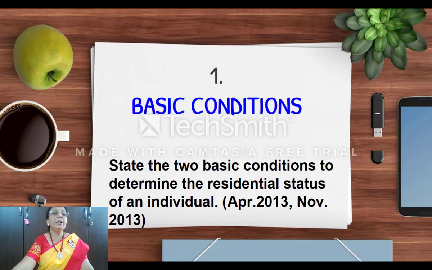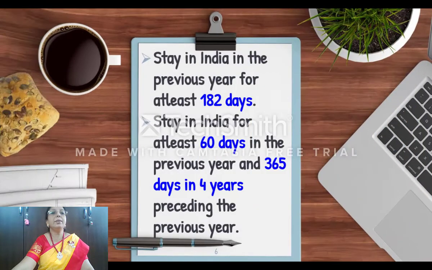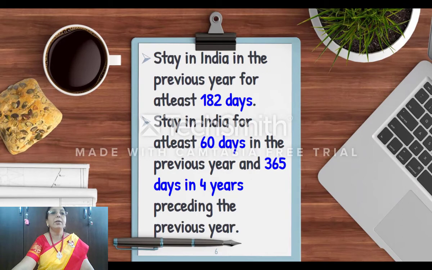So while deciding on the residential status of an individual, we come across basic conditions. There are two basic conditions. What are they? Stay in India during the previous year for at least 182 days. Our previous year is 2019-20. Our previous year started on 1st April 2019 and it ends on 31st March 2020.